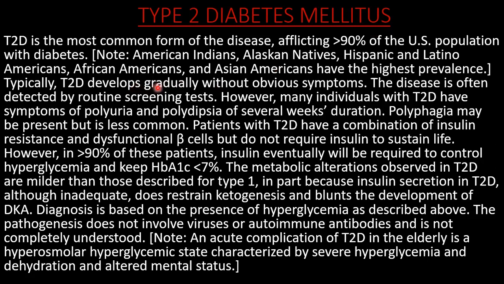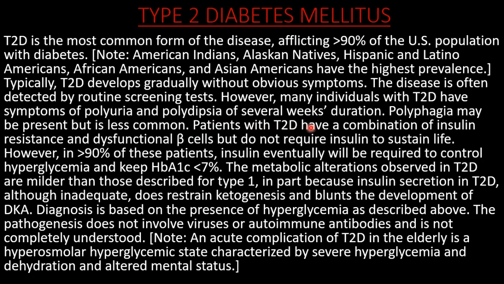It usually develops gradually without symptoms. The disease is often detected by routine screening tests. However, many individuals with type 2 diabetes have symptoms of polyuria and polydipsia, that is frequent urination and increased thirst of several weeks duration. Polyphagia may be present, but it is less common, so the appetite remains the same.